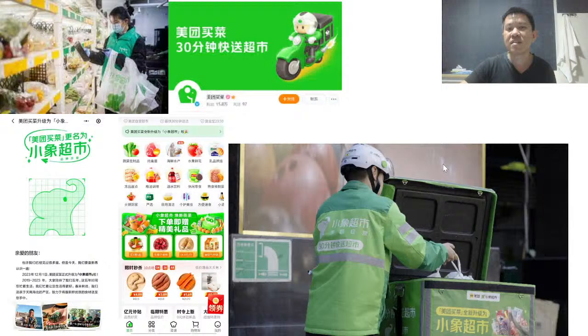Also, like the Freshippo, you can also order online. You order online, then the staff will just put all the ingredients in the bag, and then they will send it to you. You go to the app, you pick your vegetable, you pick your chicken, you pick your sweet potato, then you empty the basket. You pay the payment, then within 30 minutes, the delivery guy will send to you. And 30 minutes is their commitment. So that is their strategy.